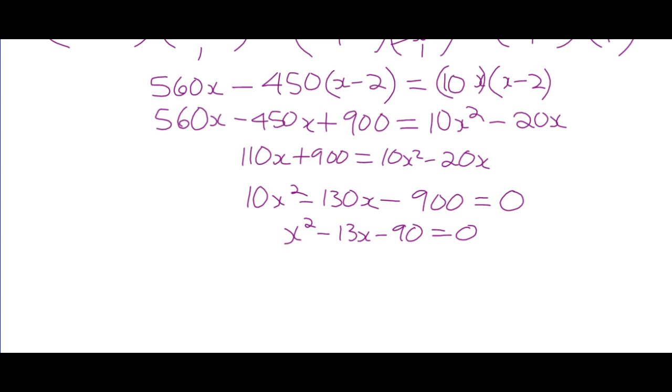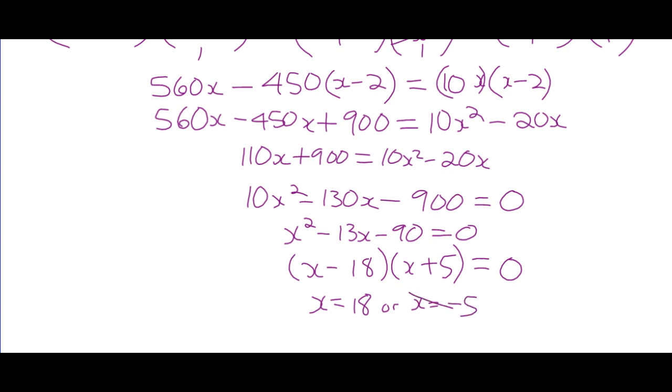18 and 5, right? No. x minus 18, x plus 5. Okay, so you get x squared plus 5x minus 18x is minus 13x minus 90. Which means that x is equal to 18, or x is equal to negative 5.